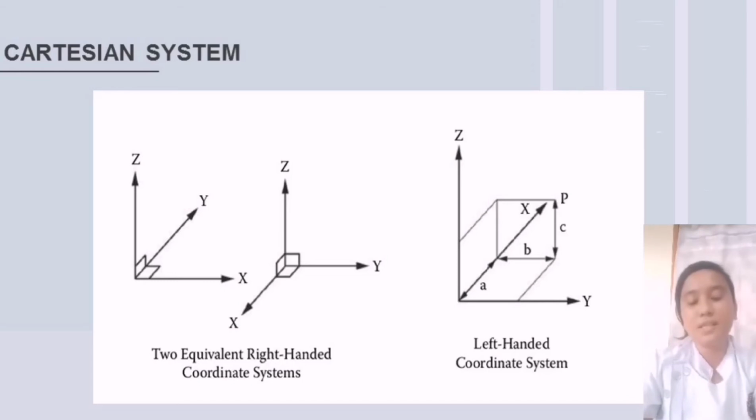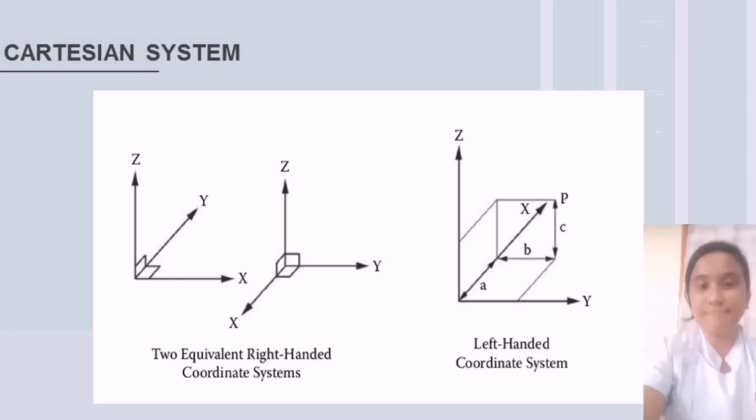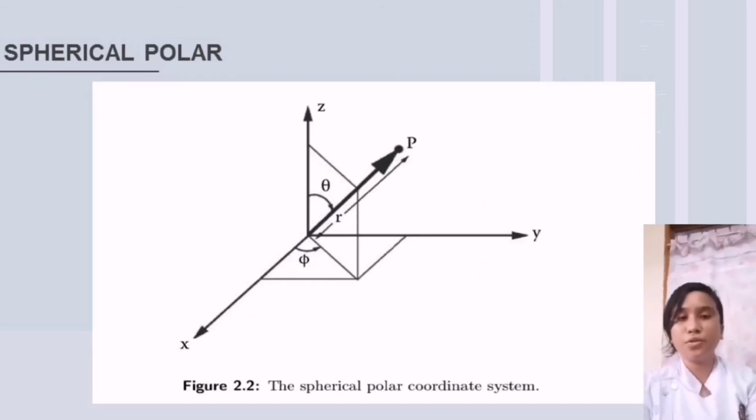In the Cartesian system, the axes can be oriented in either a left or right-handed sense. A right-handed convention is consistent with the vector cross product, and all algorithms and formulae used assume a right-handed convention. Figure 2.2 shows the conventional spherical polar coordinate system in relation to the Cartesian axes.